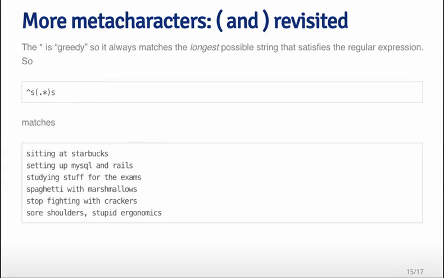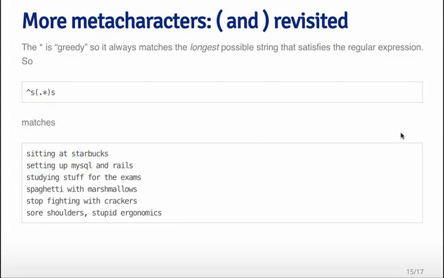The star is greedy, so it always matches the longest possible string that satisfies a regular expression. So in this case, we're starting at the beginning of a string, and we're looking for an S, followed by some possibly large number of characters, followed by another S. And so it's going to match the entire phrase here because it goes for the longest possible string that satisfies the expression.